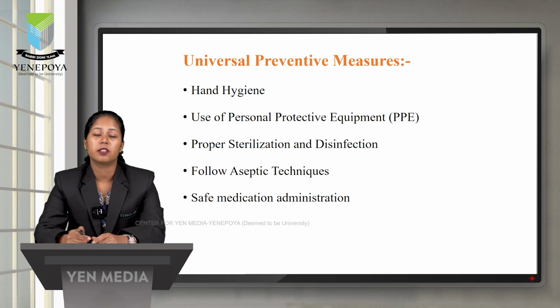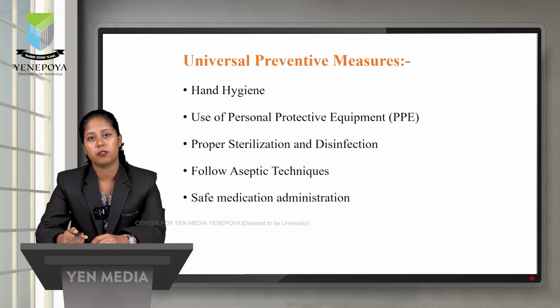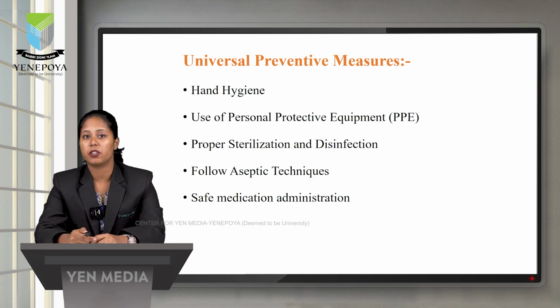So far we have seen the different types of hospital acquired infection and the preventive measures also, but there are a few universal preventive measures we can follow in the hospital. First one is hand hygiene. Second one is use of PPE, that is personal protective equipment. It helps us protect ourselves and also helps the patient not to acquire a new infection. Proper sanitation, sterilization and disinfection.